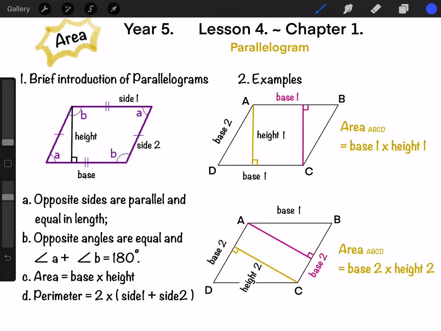In Year 5, Lesson 4, Chapter 1, we will talk about area of parallelogram. First, let's get a brief introduction of parallelograms.